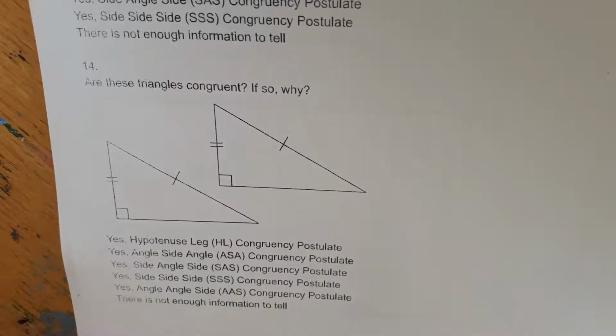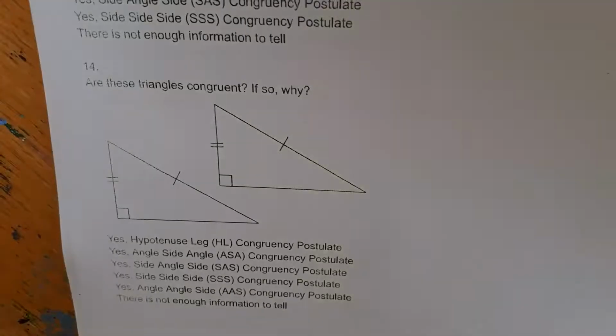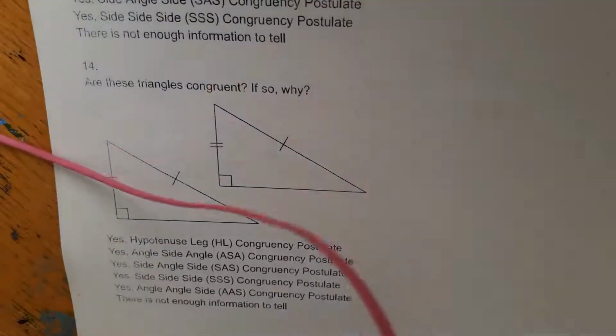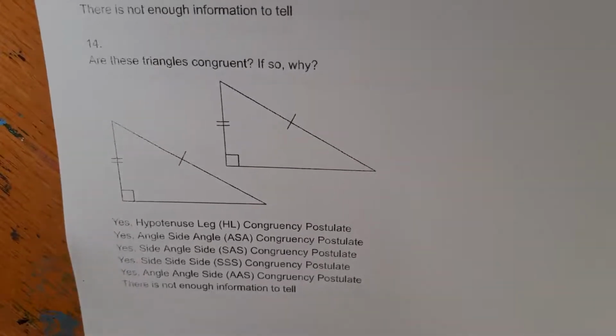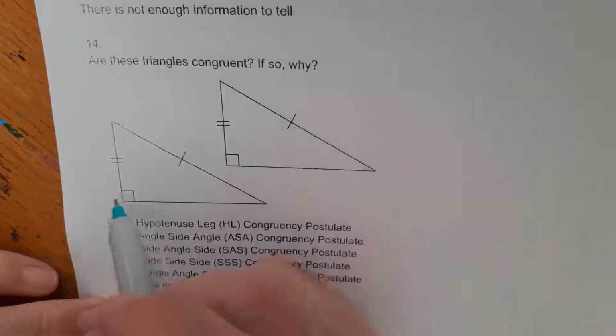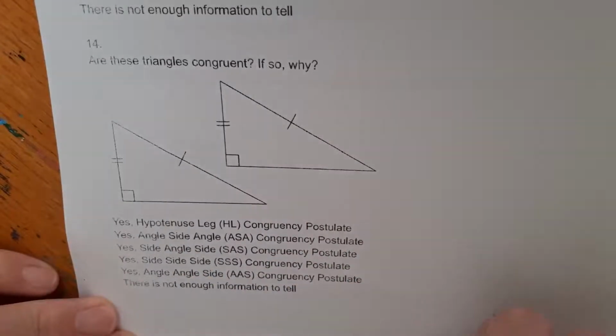Are these triangles congruent? If so, why? So these are right triangles. So we're going to go right for that hypotenuse leg.